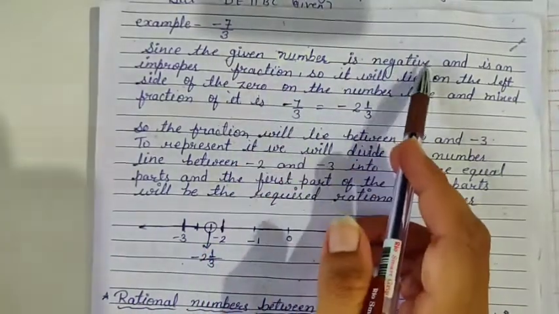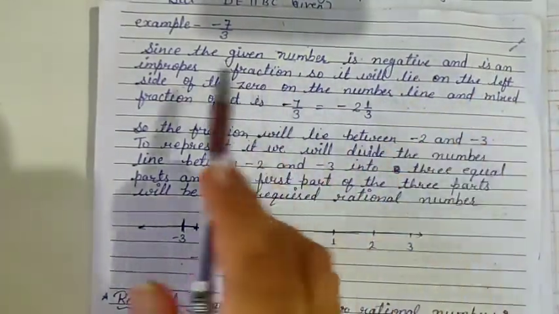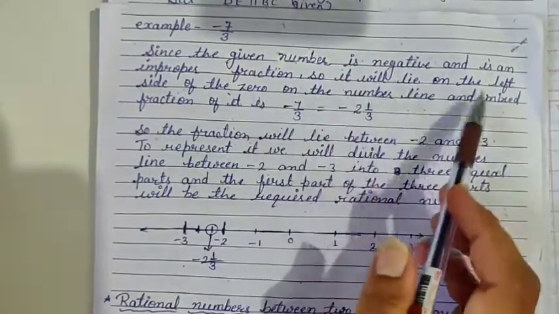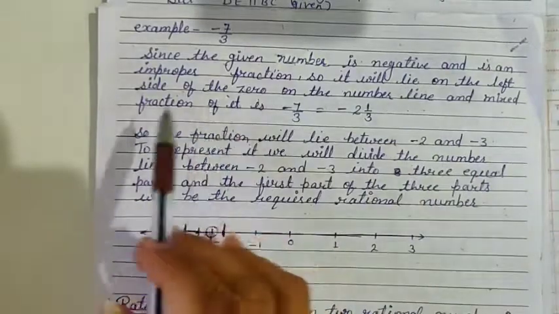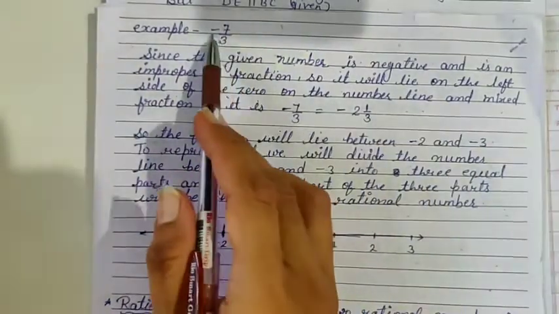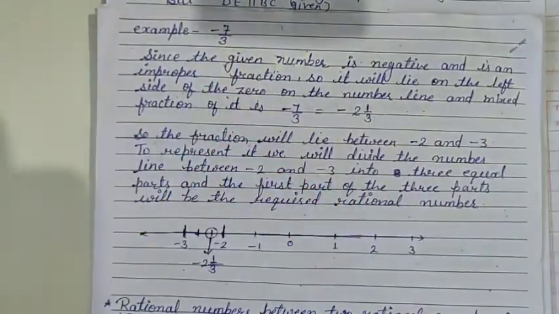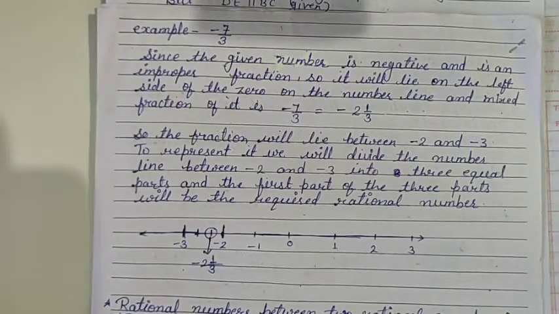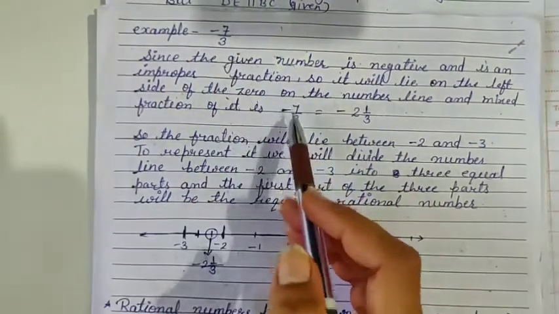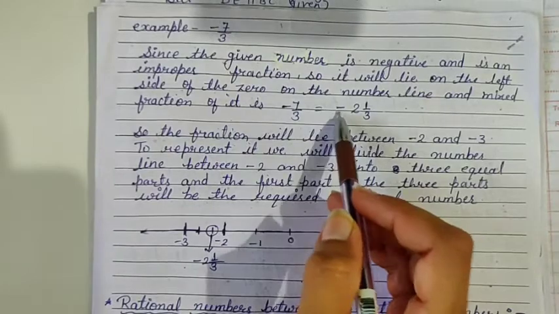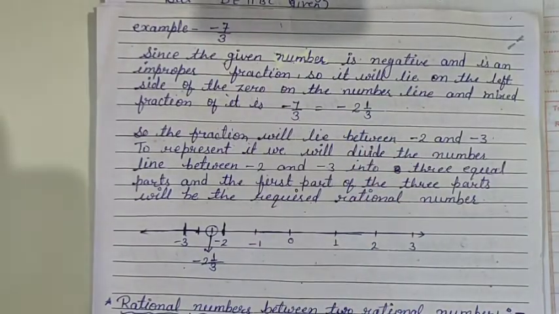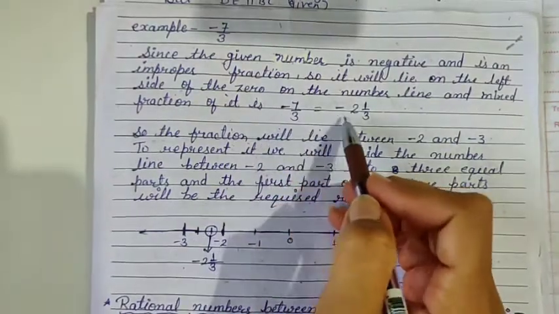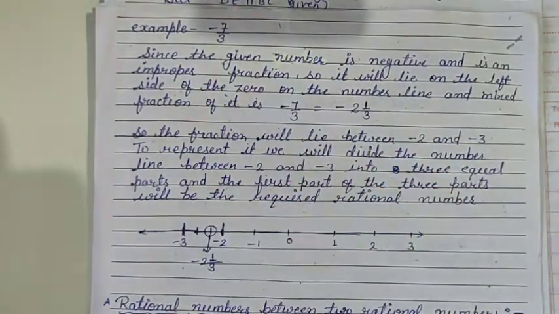Since the given number is negative and is an improper fraction, it will lie on the left side of the 0 on the number line, and the mixed fraction has a negative sign, so it will lie on the left side of 0. So the mixed fraction of -7/3 is equal to -2 and 1/3.